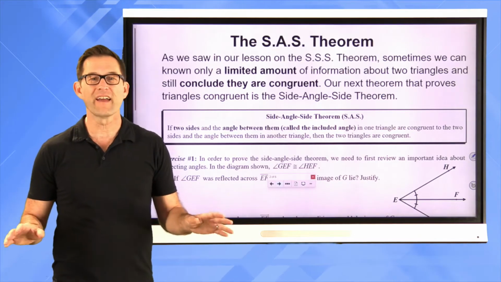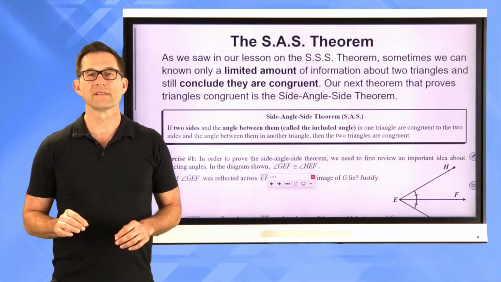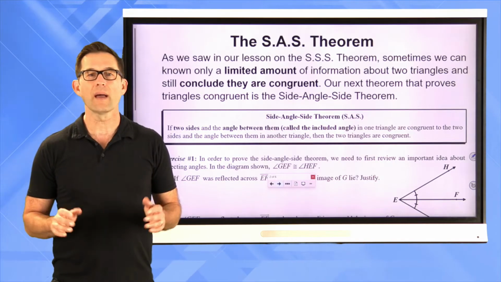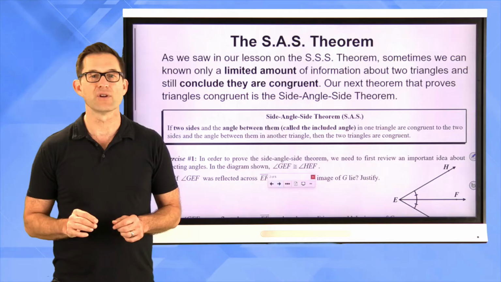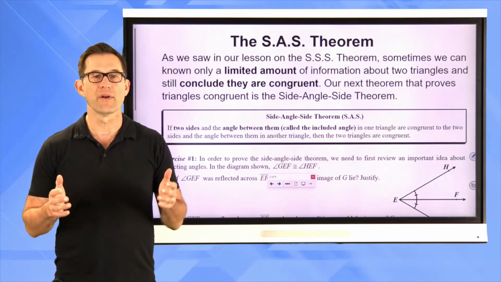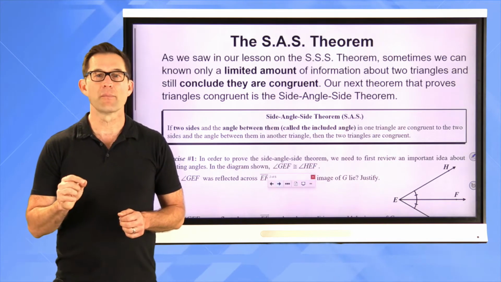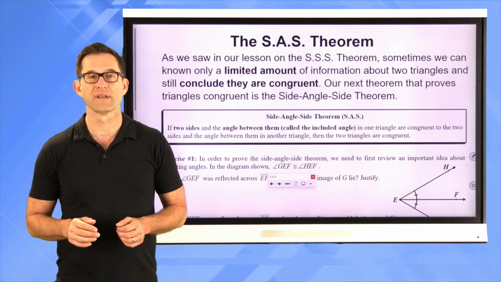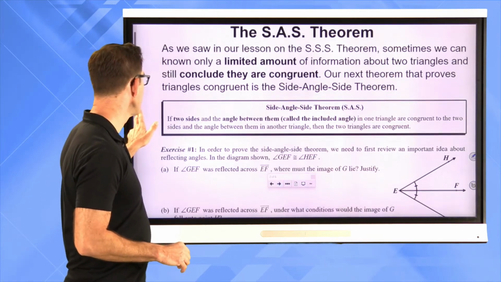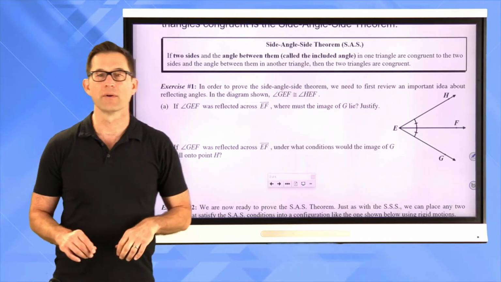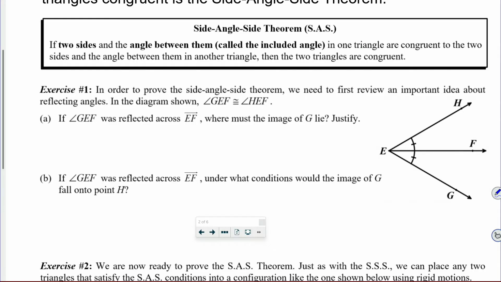All right, the side-angle-side theorem. As we saw in our last lesson on the side-side-side theorem, sometimes we can know only a limited amount of information about two triangles and still conclude that they're congruent. Our next theorem that proves triangles are congruent is the side-angle-side theorem. So let me bring that up to the top and then let's talk about what it says. If two sides and the angle between them, which is called the included angle, in one triangle are congruent to two sides and the angle between them in another triangle, then the two triangles are congruent.